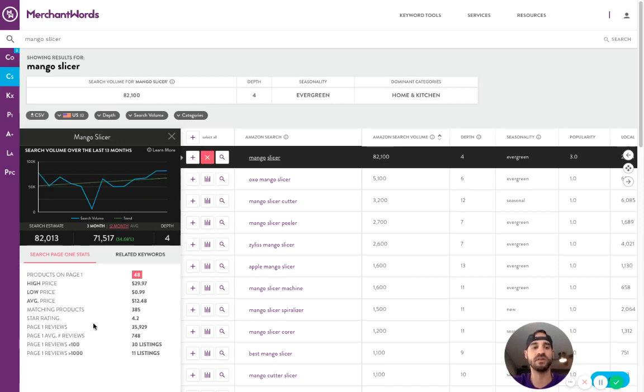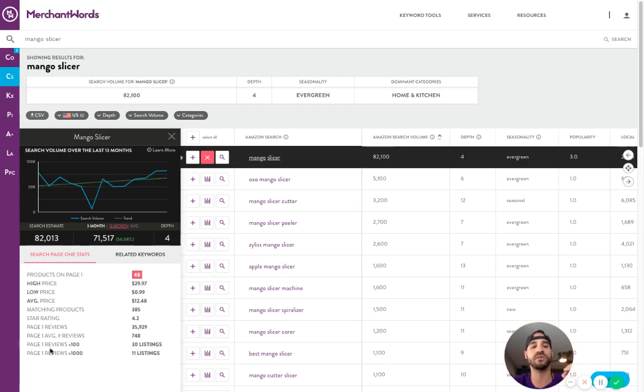So page one reviews. This is how many reviews are in total on page one: 35,929. That's pretty high. Page one, that's a gauge of competition. And then page one average reviews is the average number of reviews on page one, 748. That's pretty high too.